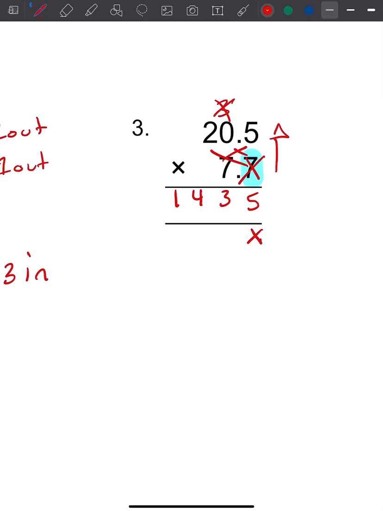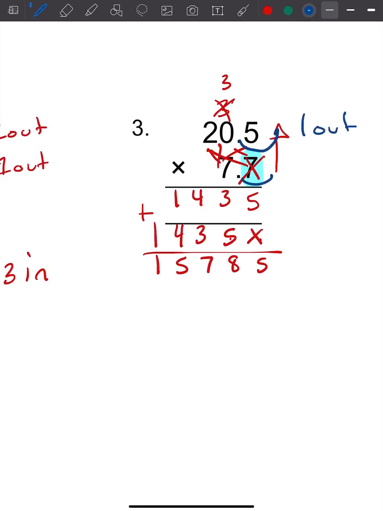All right, 7 times 5. Again, 35. Carry your 3. 7 times 0 is 0. Plus the 3 on top is 3. And 7 times 2 is 14. Let's go ahead and add our numbers. 5 plus nothing is 5. 5 plus 3 is 8. 4 plus 3 is 7. 4 plus 1 is 5. And our 1. Let's count our decimals out. Let's see how many decimals are going to come back in. 1 out. 1 out. That means that we're going to get how many in? 2 in, right? 1, 2. And that's going to be our answer.